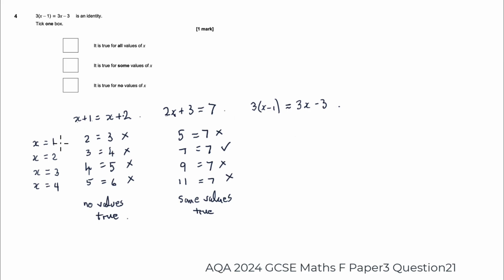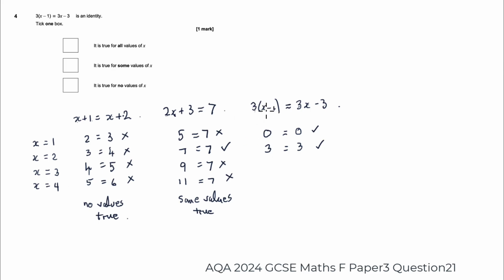And if we try that for x equals 1, 3 lots of 1 minus 1, that's 3 lots of 0. 3 lots of 1, 3 minus 3 is 0. Well, that's true. Let's try x equals 2. 3 lots of 2 minus 1. That's 3 lots of 1. 3 lots of 2 is 6, minus 3 is 3. True again. Let's try x equals 3.